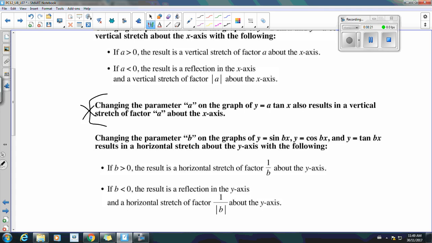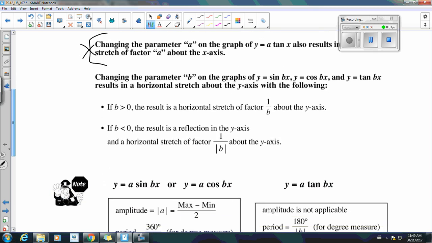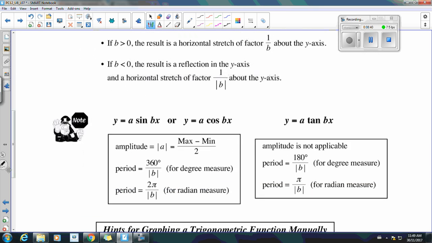Changing the parameter b on the graph of sine, cos, or tan, even though we're not concerned about it, results in a horizontal stretch about the y-axis with the following. If b is greater than 0, the result is a horizontal stretch of factor 1 over b. If it's less than 0, the result is a reflection in the y-axis and a horizontal stretch of factor 1 over the absolute value of b.